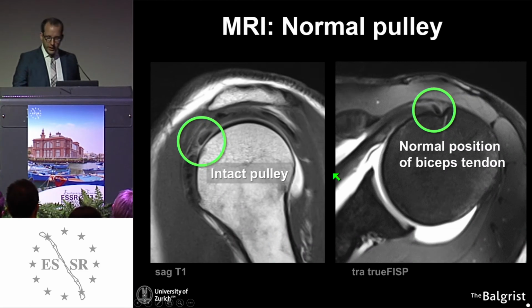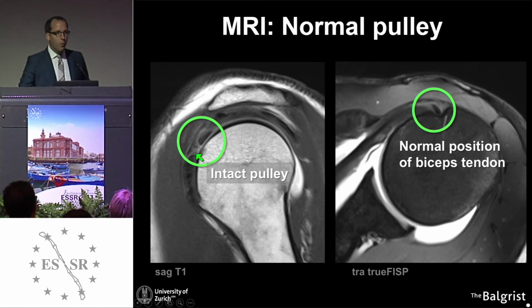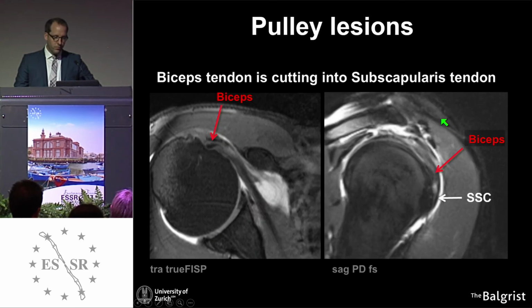How does a normal pulley look? So as seen here, that's the normal pulley. You see adjacent to the biceps tendon, you see both ligaments, and there's a nice sling. Please note there's some fluid here between the pulley and the upper border of the subscapularis tendon, so a little bit of fluid there is normal if you can identify the structures. The other thing to consider is the position of the biceps tendon on these transverse images. It's exactly where it should be, in the middle of the intertubercular sulcus.